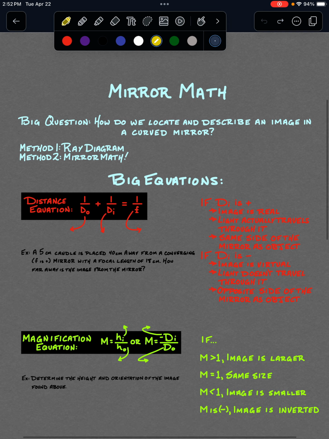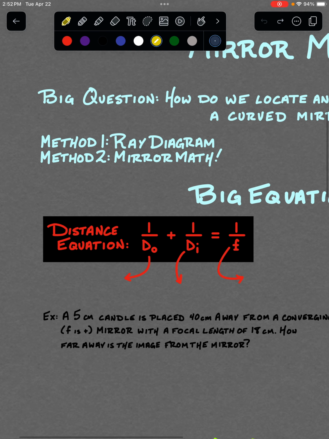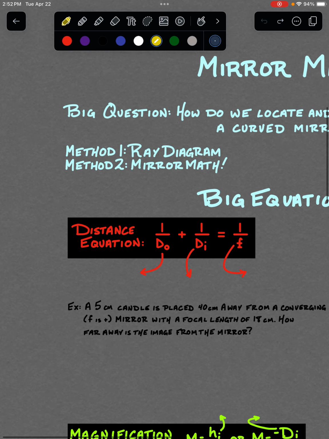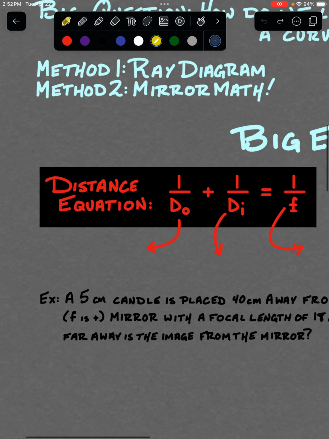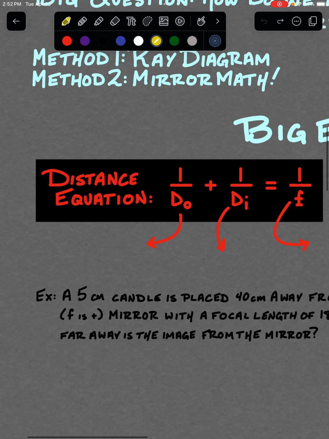So method 1 is what you guys are already good at. That's that ray diagram. Method 2, this is when we add some actual numbers and I can get more specific. So this is our big equation, all right? 1 over dO plus 1 over di equals 1 over f. dO, that means distance of the object. So distance of object. All right, so that's where like the physical thing is going. So how far away that object is from the mirror. So it's the distance of the object from the mirror.